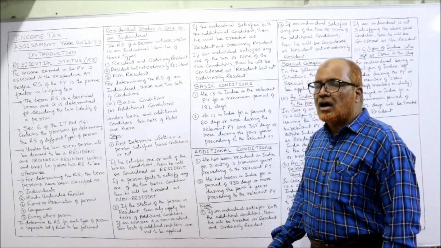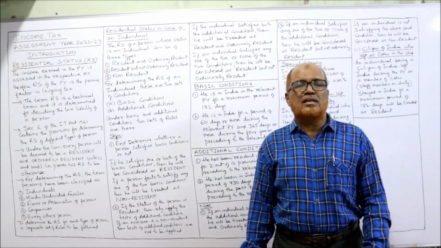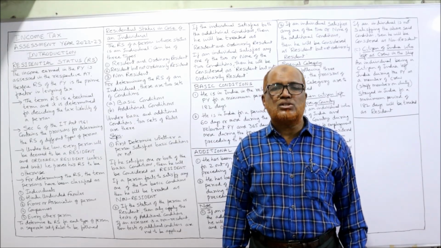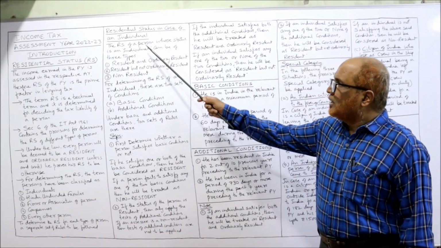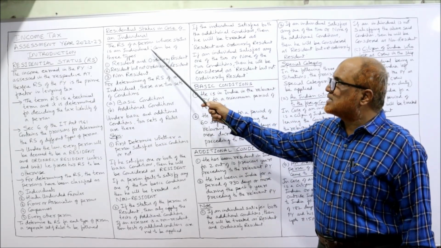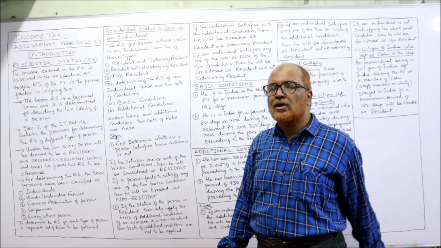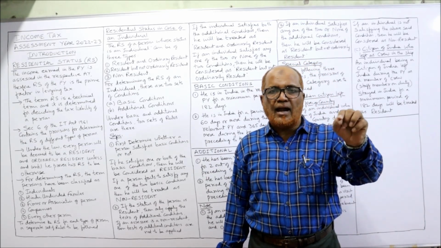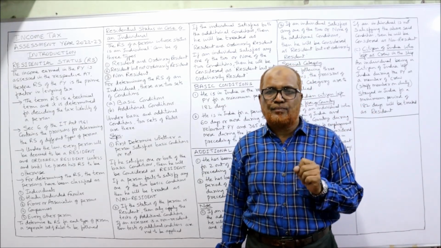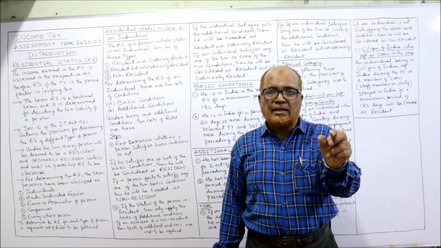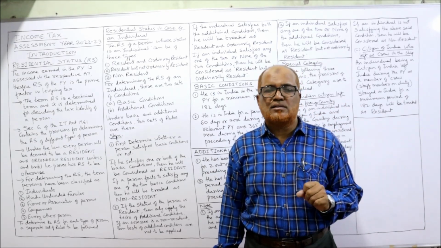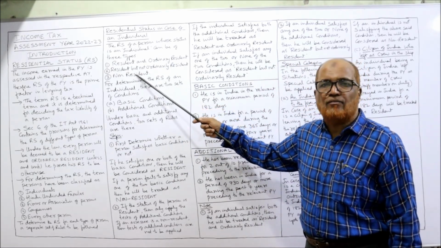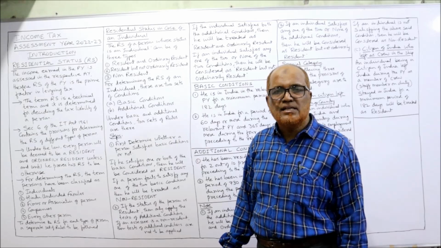Now, first of all, we are discussing the residential status of an individual. How to find out the residential status of an individual? The residential status of a person whose status is an individual can be of three types. First of all, law says an individual may be resident and ordinarily resident. First one. Second one, resident but not ordinarily resident. And third one, non-resident. These three categories of individuals we have for determining the residential status.